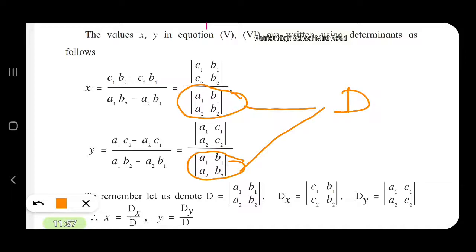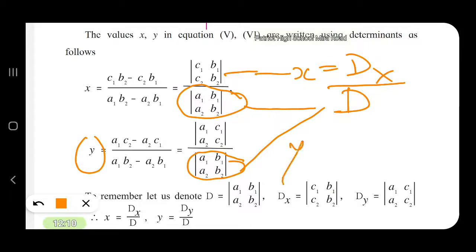For determining the value of x, we call this Dx. So x is equal to Dx upon D. We want the value of y. So y will be equal to this, which is Dy, upon, again, the denominator D.